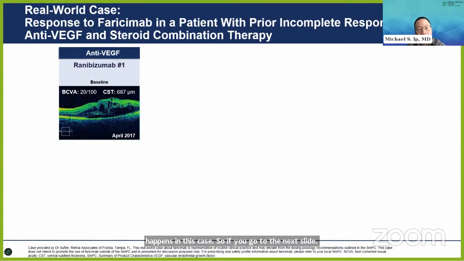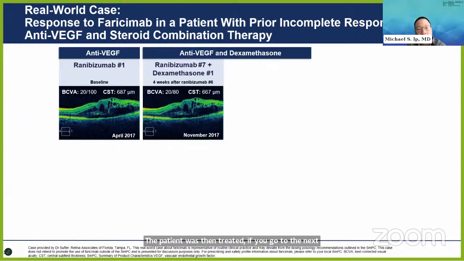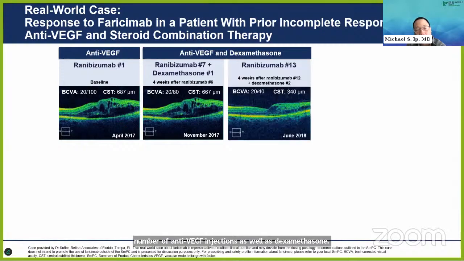you can see this is the OCT at baseline with a central subfield thickness of 687 microns and a visual acuity of 20/100. The patient was then treated, if you go to the next slide, you can see this patient was then treated with a number of anti-VEGF injections as well as dexamethasone. And following the dexamethasone, next forward one more, you can see that there is some reduction in the central subfield thickness, but there's still quite a bit of residual.